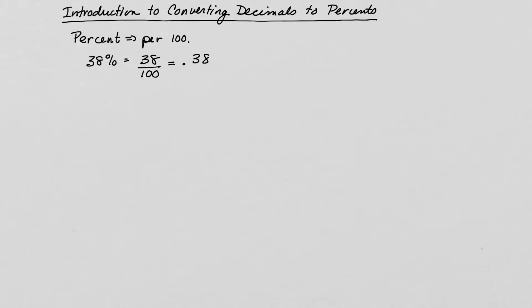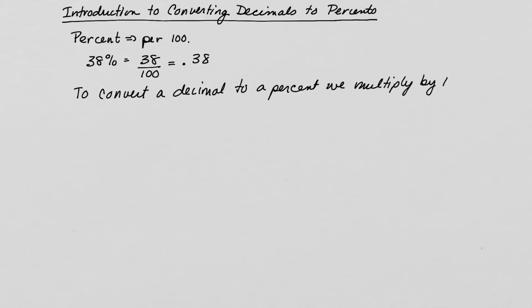So in this case, we actually want to go back the opposite direction. So going this way, starting from the percent, dividing by 100, gives us the decimal. We want to start at the decimal and go backwards to the percent. So if to go from the percent to the decimal we divided, to go from a decimal to a percent, we're going to multiply by 100. So to convert a decimal to a percent, we multiply by 100.